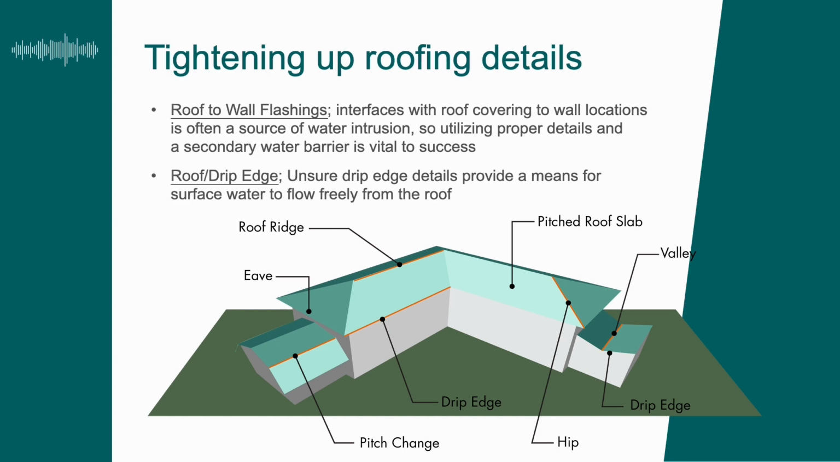Your roof-to-wall flashings, your interfaces with your roof coverings to wall locations, are also a source of water intrusion. Utilizing proper details and secondary water barriers is very vital to the success in these applications. And again, your roof and drip edge. If you're unsure of your drip edge details, provide a means for water to flow freely from the roof, making sure our water exits at a decent volume rate, not to cause other substantial damages.